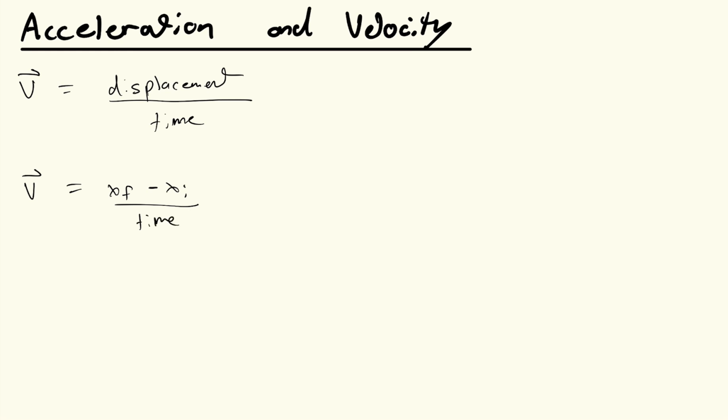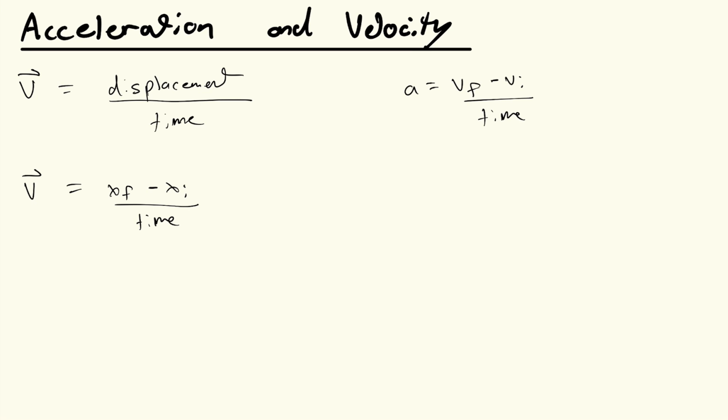Now that we have the formula for velocity, we need to get the formula for acceleration. Now the formula for acceleration is equal to the change in velocity over time. So vf minus vi over time.